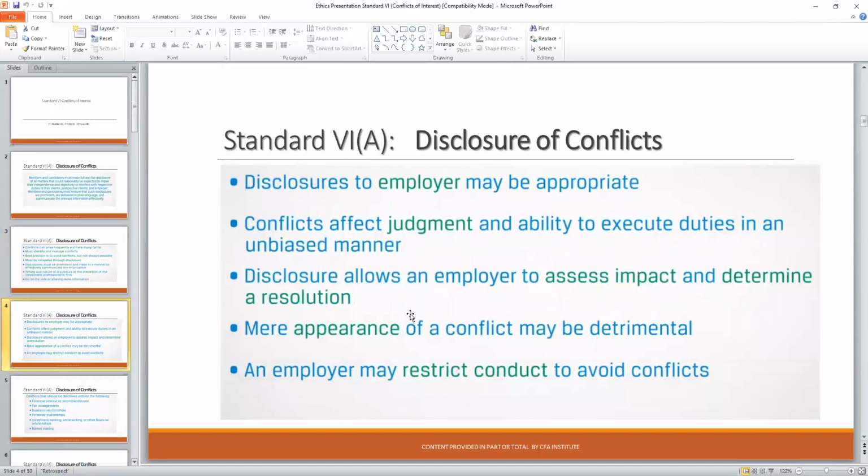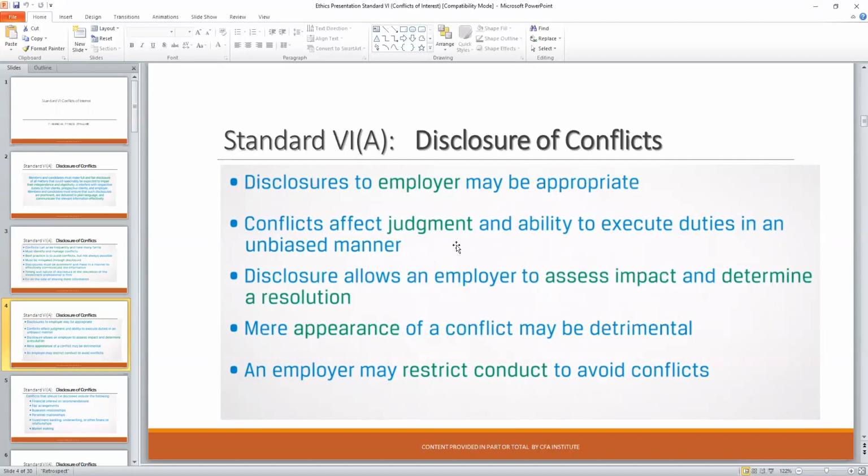Okay. So disclosure to employer may be appropriate. Conflict affects judgment and ability to execute duties in an unbiased manner. So that's really the key litmus test about conflicts. Does some relationship that you have with a person, place, or thing potentially impact your judgment and your ability to be unbiased in all manners? Disclosure allows employer to assess the impact and determine a resolution. They may, on one hand, say they're not concerned about it, or they may, on the other hand, say we want you to discontinue that relationship, or they may take you out of the particular relationship with the firm.